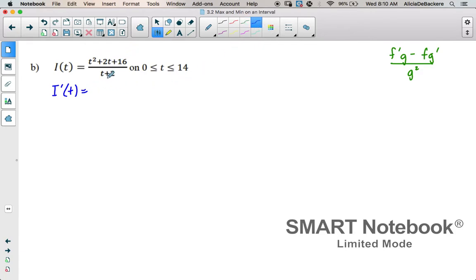So taking the derivative of the numerator, I get 2t plus 2. And then I'm going to multiply by the denominator. And then I'll subtract. This time I'm going to leave the numerator alone. And I'm going to multiply by the derivative of the denominator, which is just 1. And then I'm going to put that all over the denominator squared.